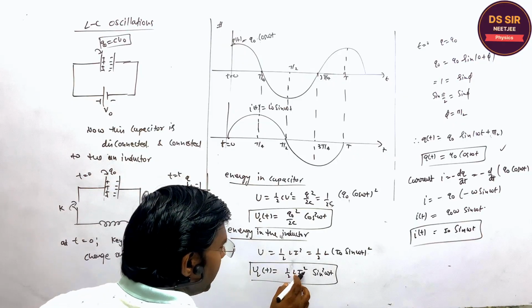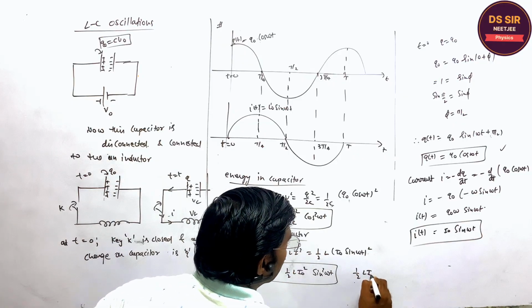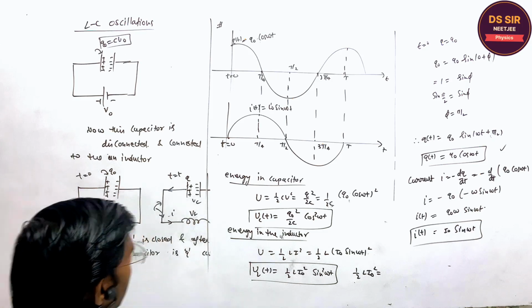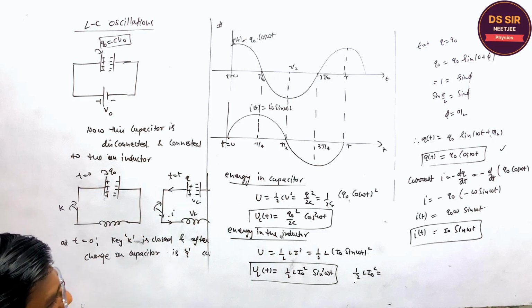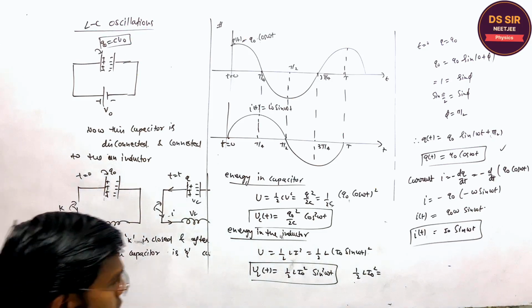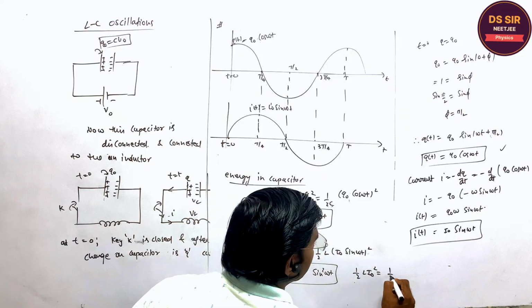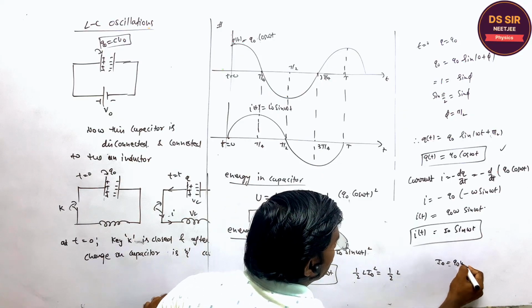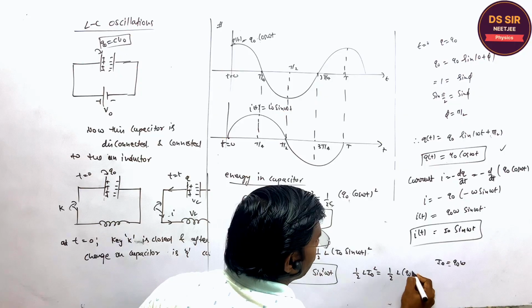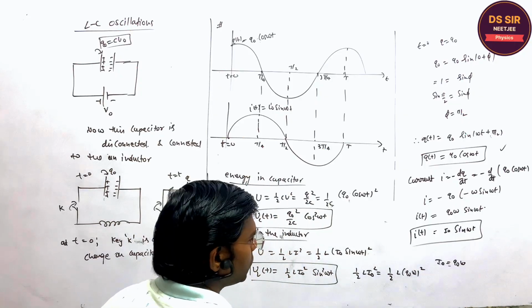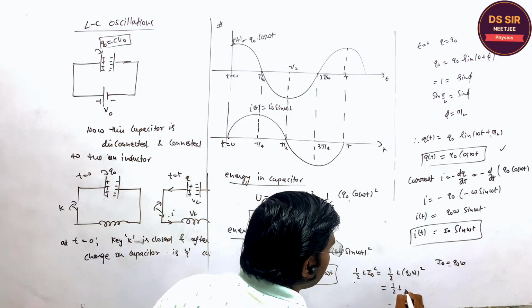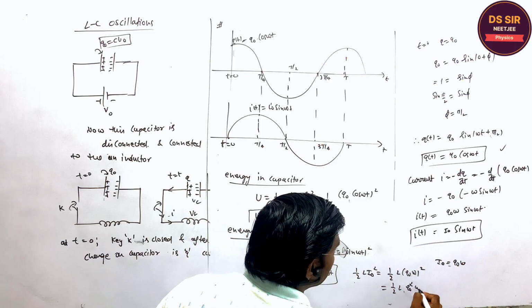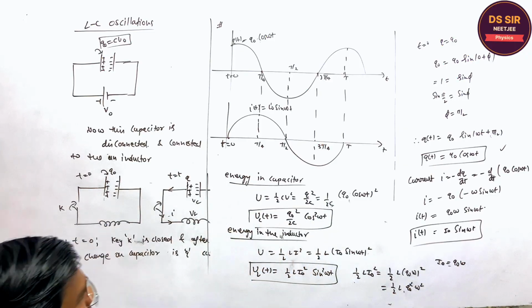The maximum energy is half L I naught square. What is the I naught? What is the peak current? Do you remember Q naught into omega was the peak current? So this is equal to half L Q naught square into omega square. Is it clear or not?